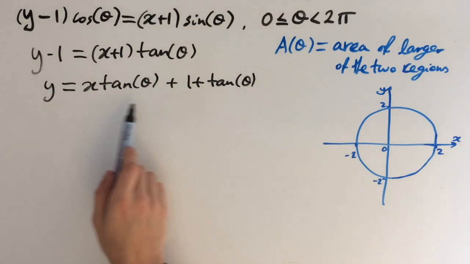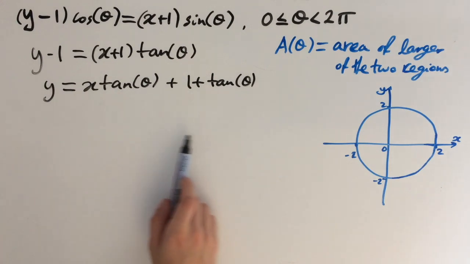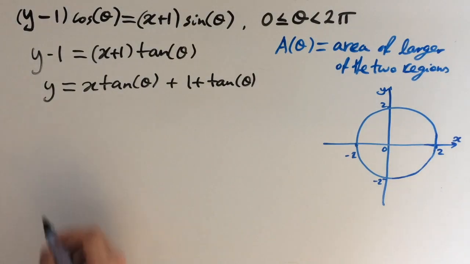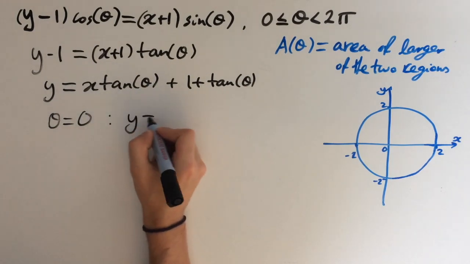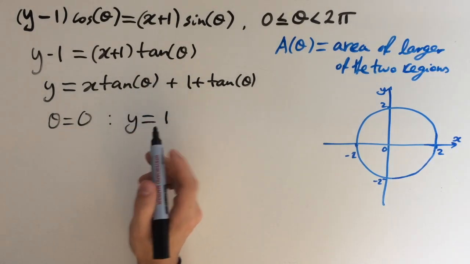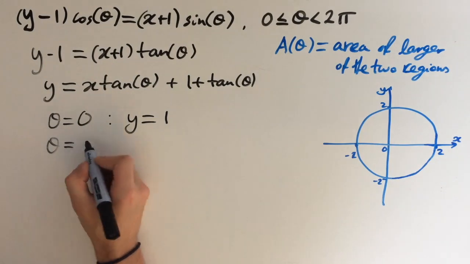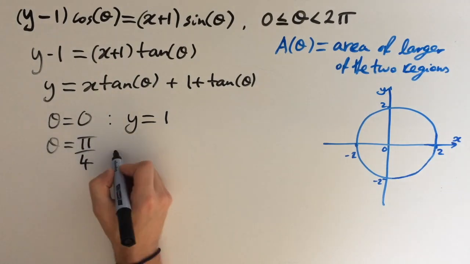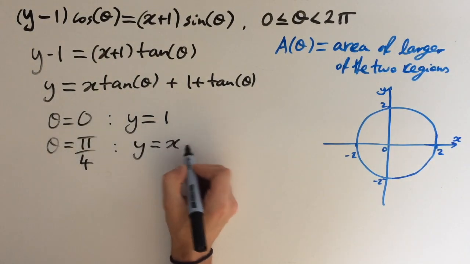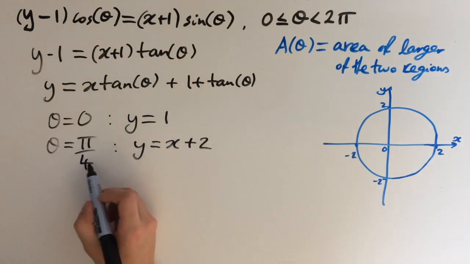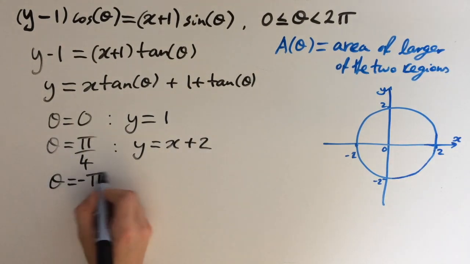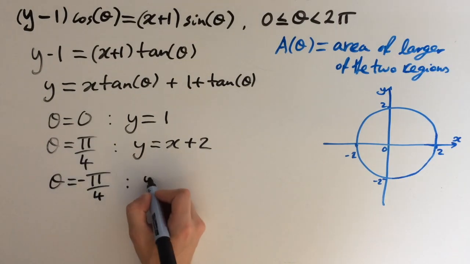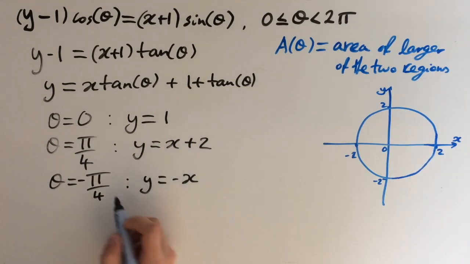The best plan of action is to plug in a few values of theta to get an idea of how this line behaves. For theta equals 0, we get y equals 1, because tan of 0 is just 0. For theta equals pi over 4, we get y equals x plus 2, because if you remember, tan of pi over 4 is just 1. And for theta equals minus pi over 4, we will get y equals minus x, because tan of minus pi over 4 is minus 1.